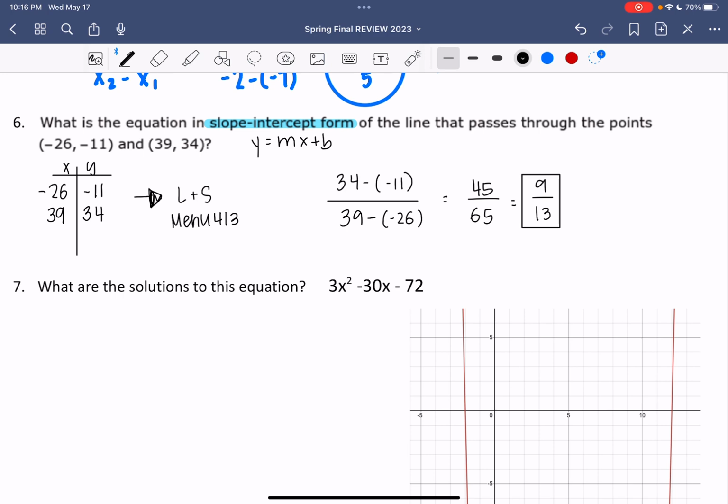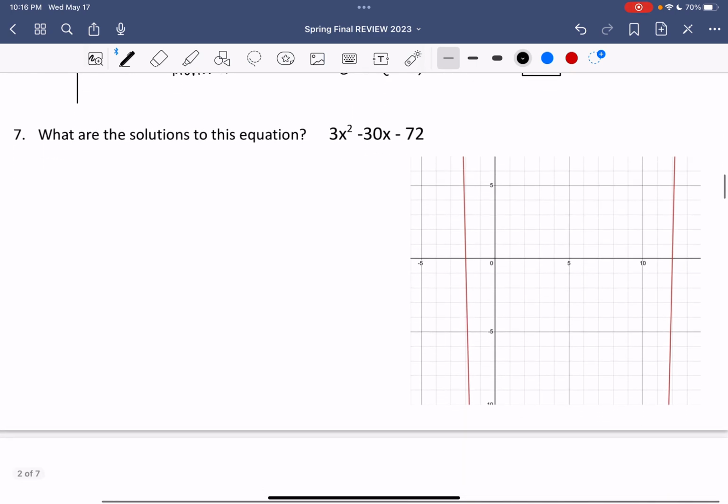Or let me double check. So 9 divided by 13, you should get that your slope is approximately 0.69.